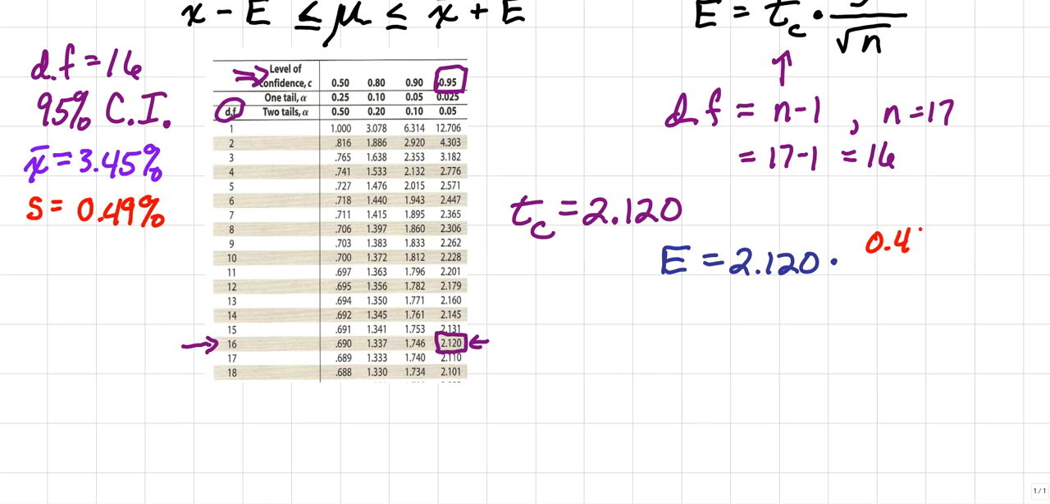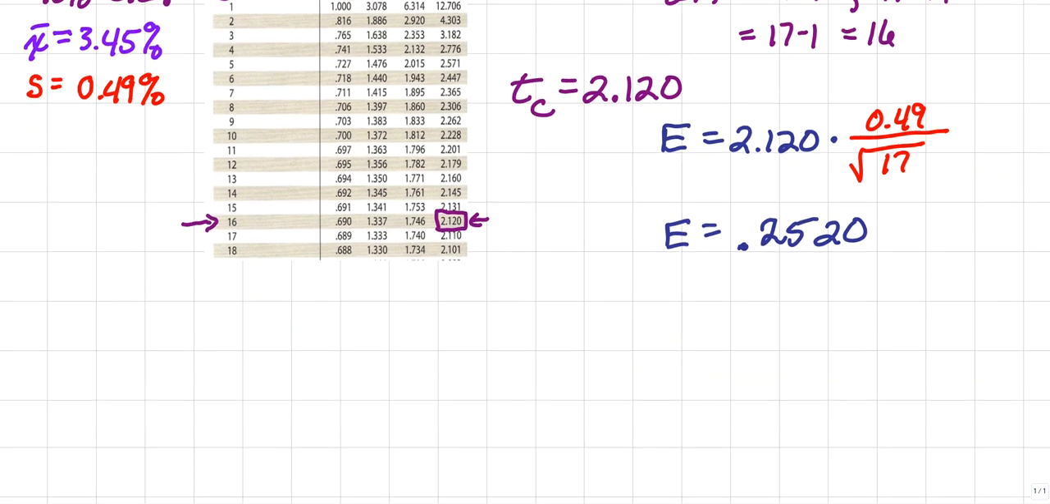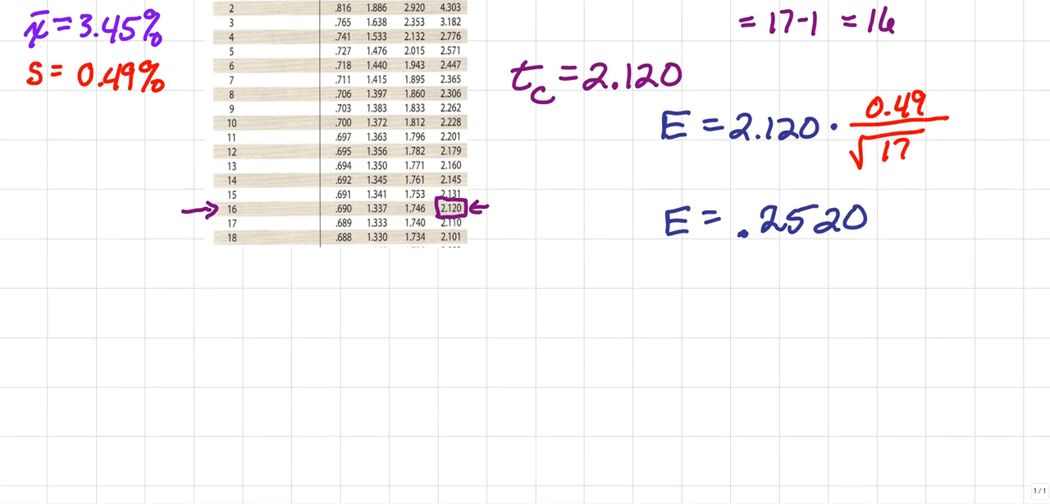So we have 0.49 in the numerator here, and we have the square root of 17 here because we know that n is equal to 17. So when we calculate that, we end up with E is equal to 0.2520. That's carried out 4 decimal places. There might be a little bit of round-off error inherent in this, and if we wanted to completely mitigate round-off error, we would write everything out as such.